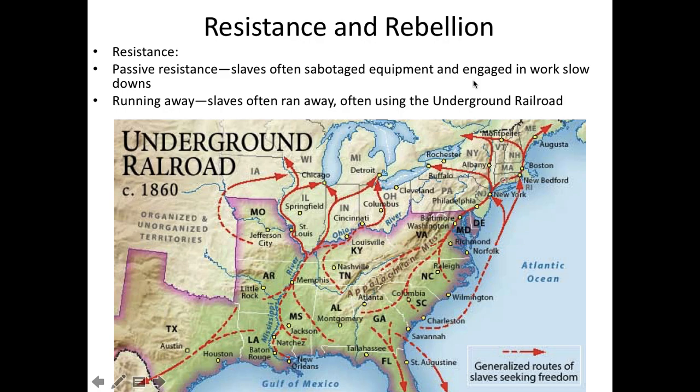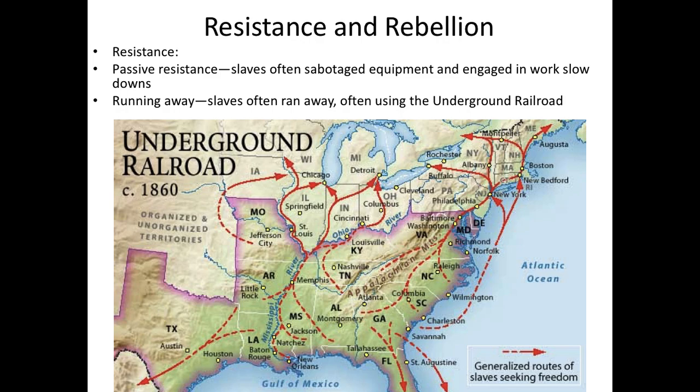Running away was not easy, though. When you ran away, slave owners did not want to lose their property. Slaves were worth thousands of dollars. They would send bounty hunters after you. They would send bloodhounds after you. So this was not an easy trek, and you're doing this on foot for the most part. I'll talk more about the Underground Railroad later on.